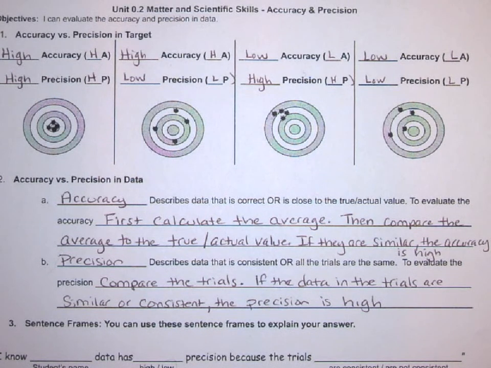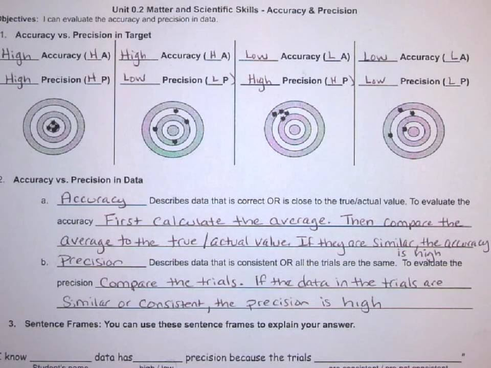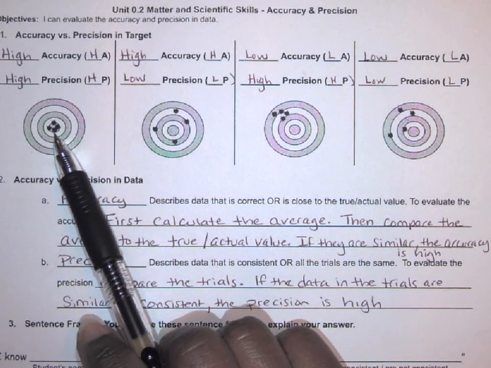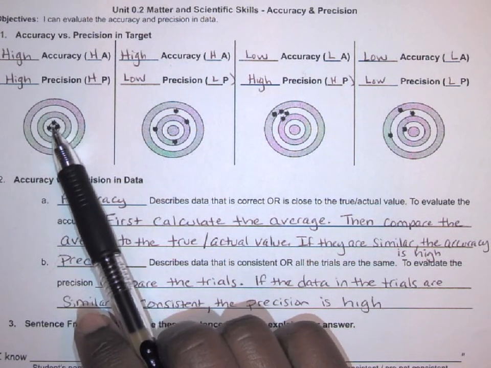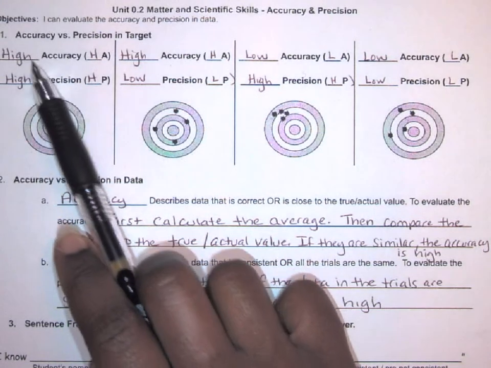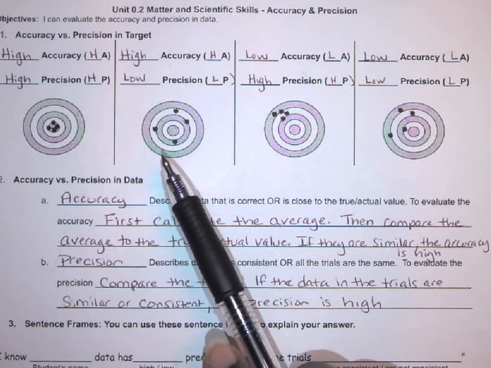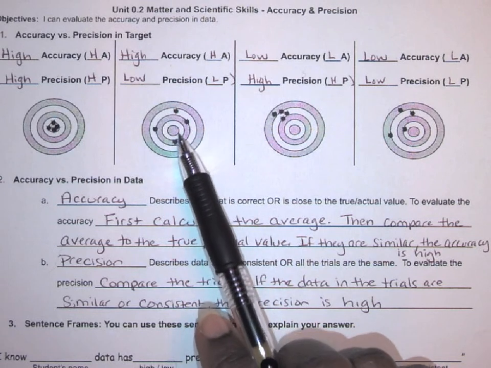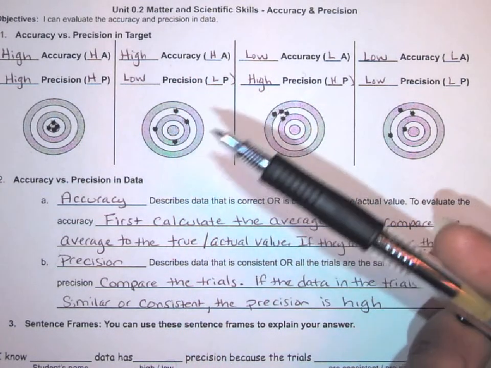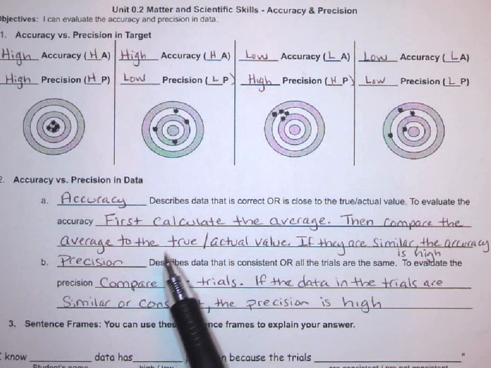So we've already discussed accuracy and precision in a target, and we said that we can tell from a target or bullseye that we have high accuracy when the darts hit at or near the center of the bullseye. In this first example, these dots are all at the center, so we know that's high accuracy. In the second example, which is probably not the best example, the dots are near the center, so we also say this is high or high-ish accuracy.